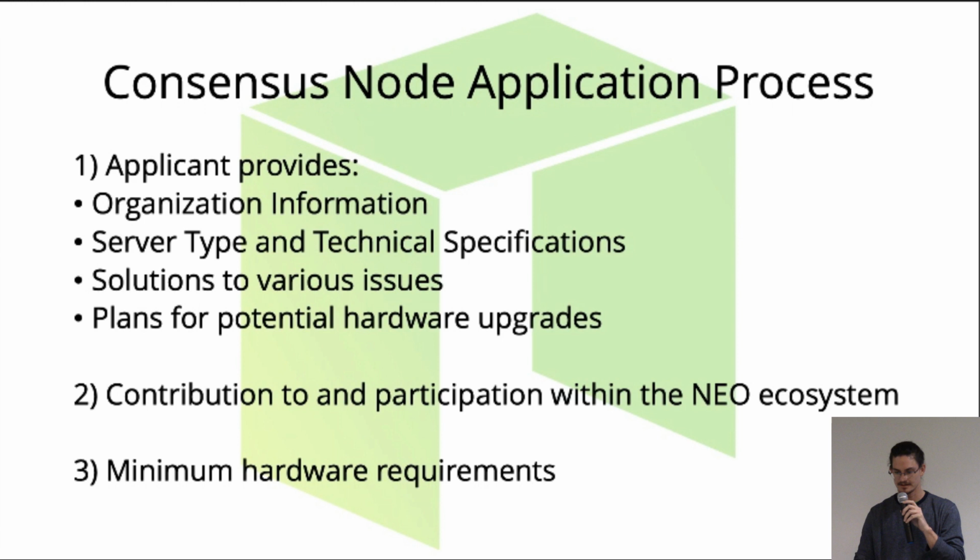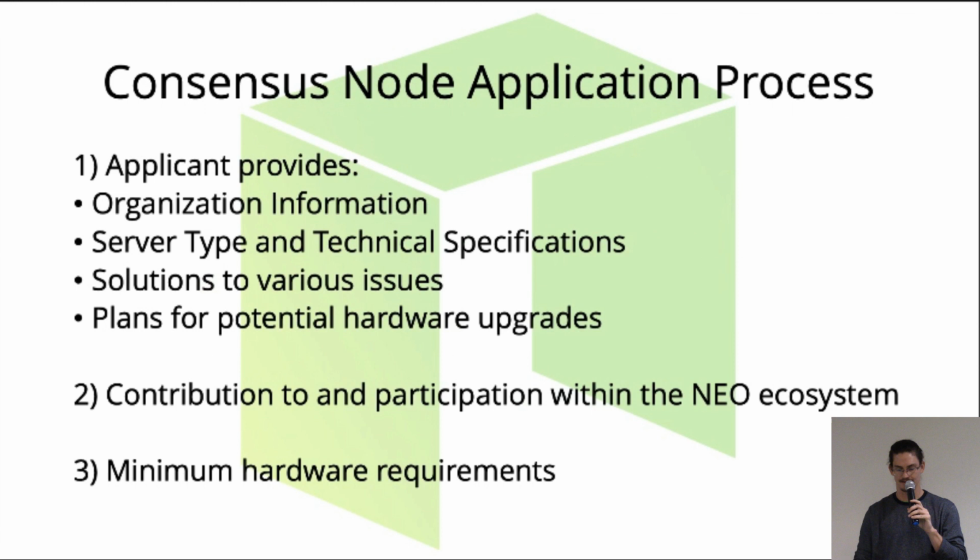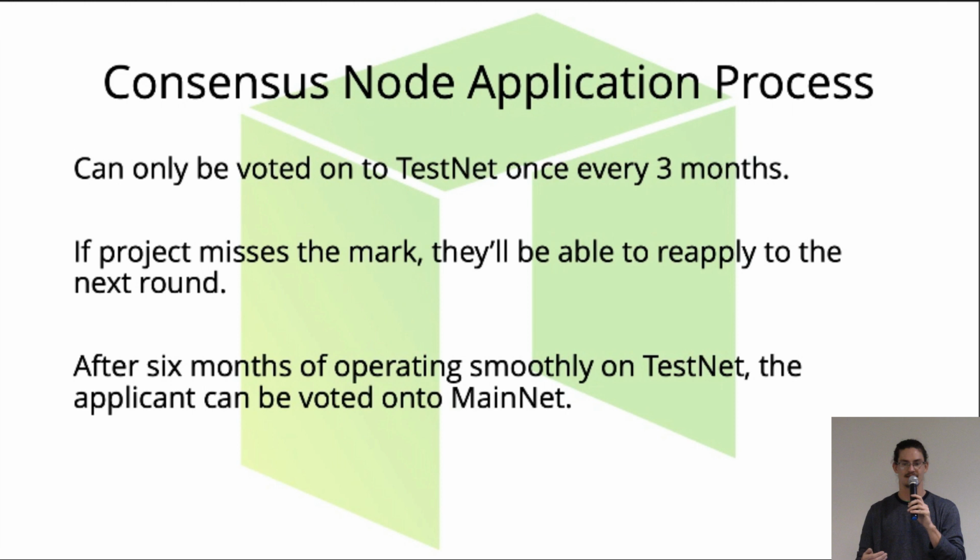So to apply to become a consensus node, the applicant will need to ask to be placed on testnet, making sure that they can provide all the information that was asked for on the previous slide. And they can ask to be voted in 3-month segments. And we'll go over each of the rounds on the next slide. But if the project misses the mark because they weren't able to provide proper solutions to an issue or two, then they'll be given the opportunity to reapply for the next round. And then they'll automatically be added to the next round, and they'll just have to prove that they were able to address the issues that the NEO Foundation had.